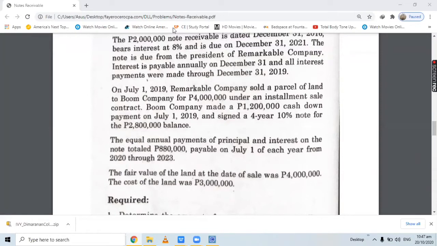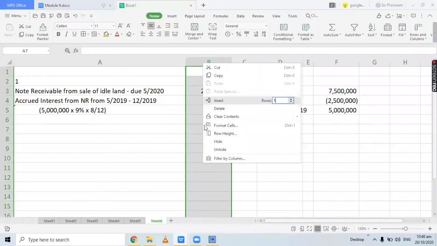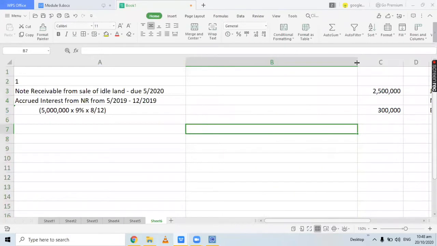Okay, so definitely ito, meron tayong annual installment na current from the sale of land. Due kasi siya on the following year, no, July 1, 2020. Okay. So current siya.